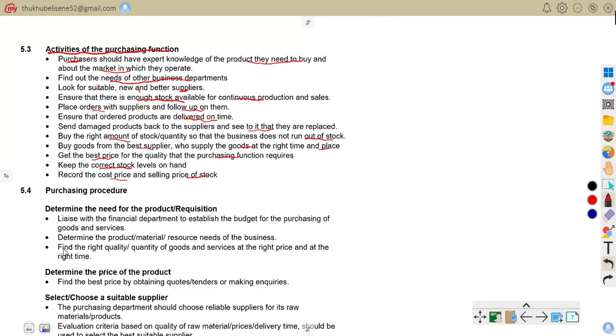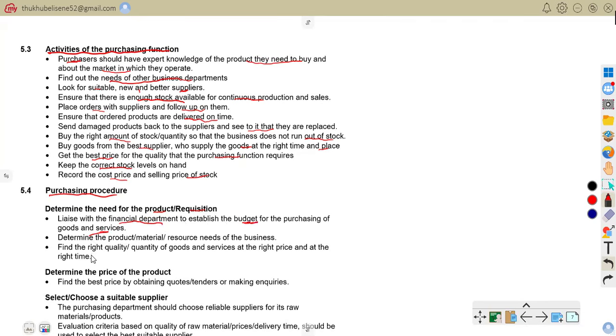So now we come to the purchasing procedure. Determine the need for the product and requisition. So liaise with the financial department as a purchasing department to establish the budget for the purchasing of the goods and services.